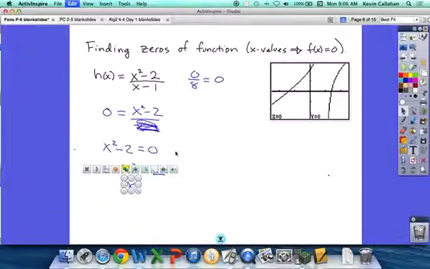So you could see, what are we going to do next? Take this, move the 2, x squared equals 2, take the square root of both sides. The value is plus or minus the square root of 2, right? The plus, that's the minus. It's about 1.4, negative 1.4, positive 1.4.